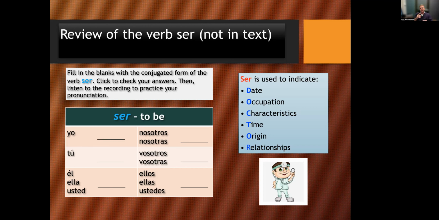What I want you to do for the exercise is to look at the table on the left, and you're going to write down the different forms of the verb ser, the different conjugations for first, second, third person singular and plural. Okay, so go ahead and pause the video, write it out, and we'll check and see how you did.